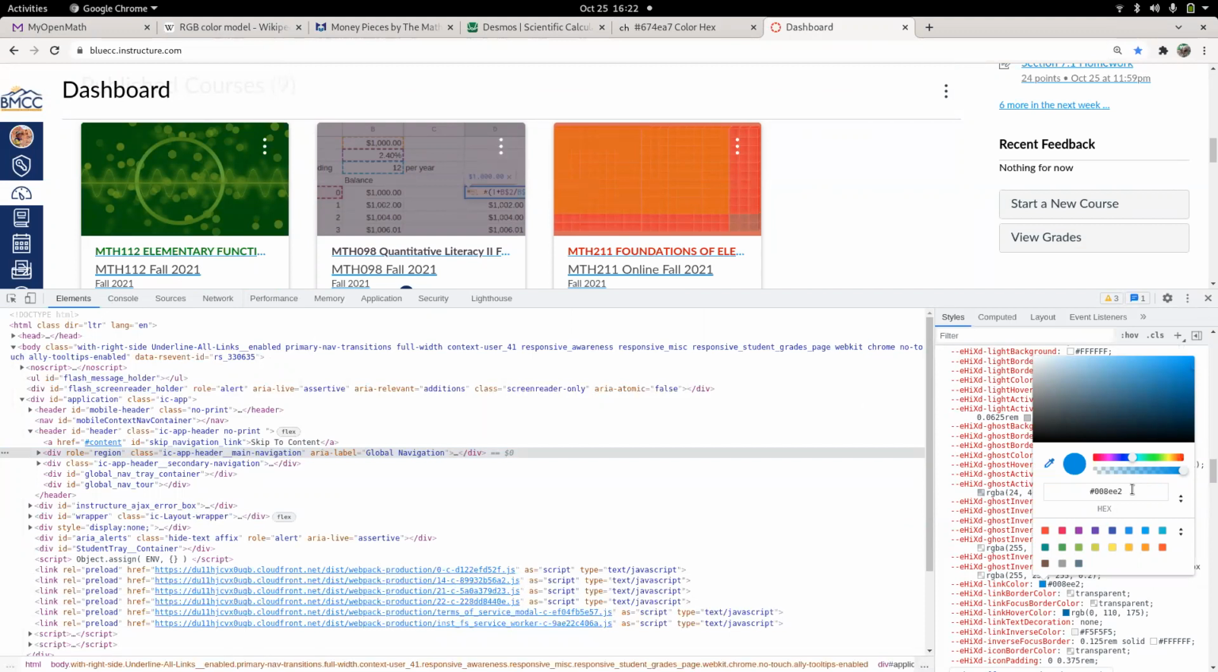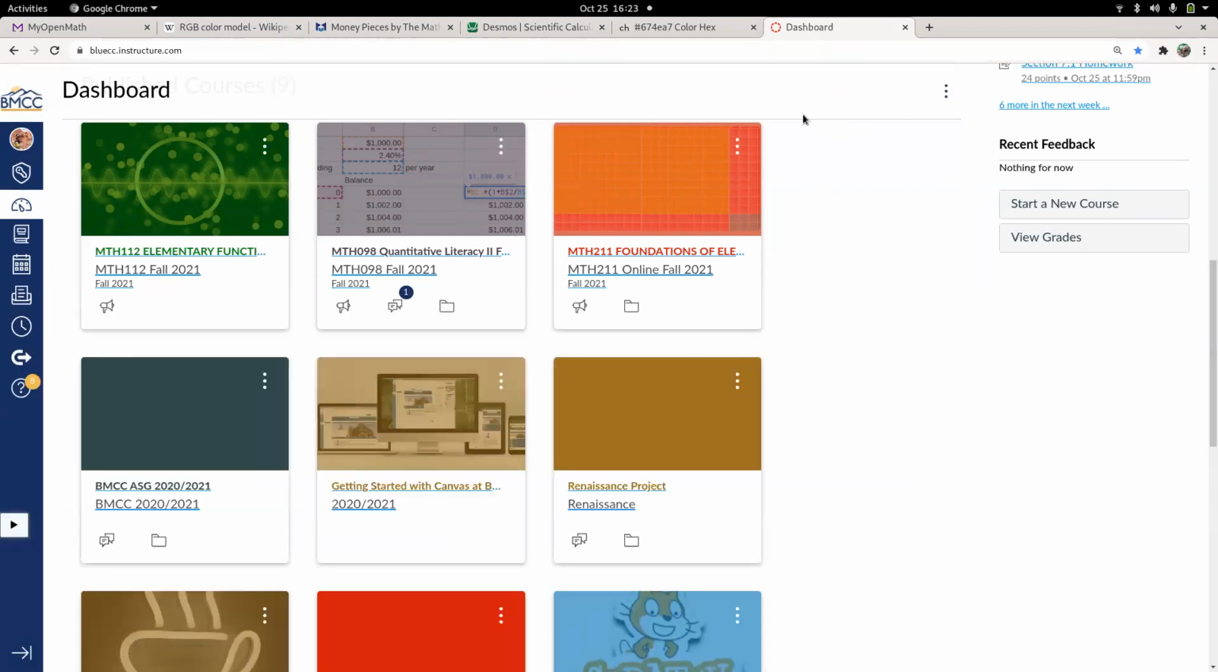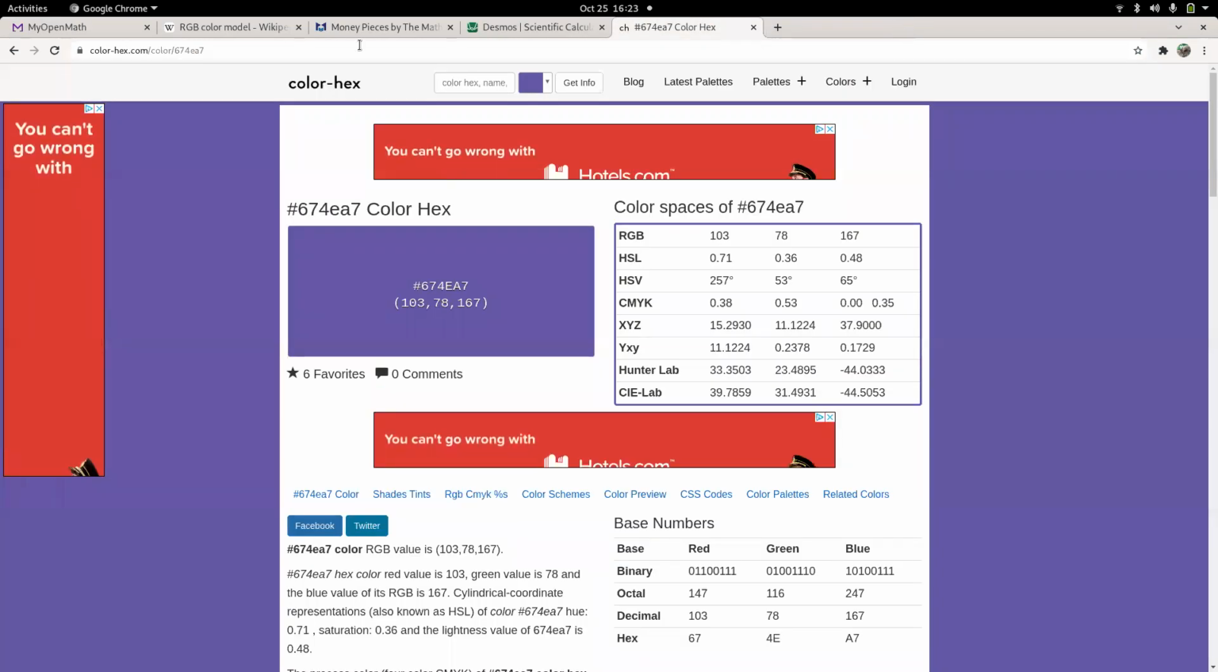So when colors are expressed, whether it's in a photo editor, whether it's in a web page, often we use hexadecimal numbers to describe those colors. So I thought that was a good application of a weird number base that's used in the world today.